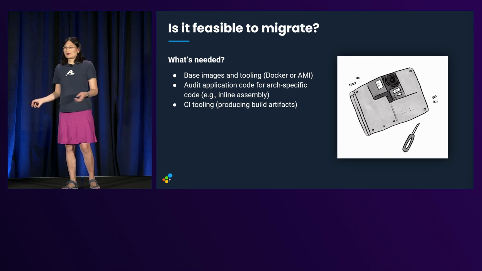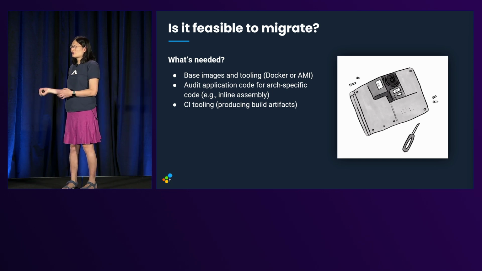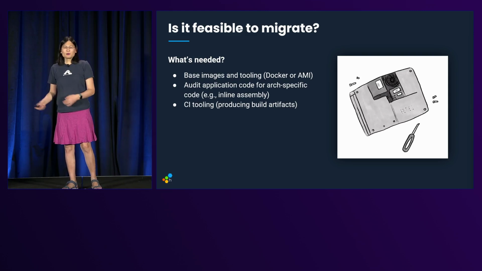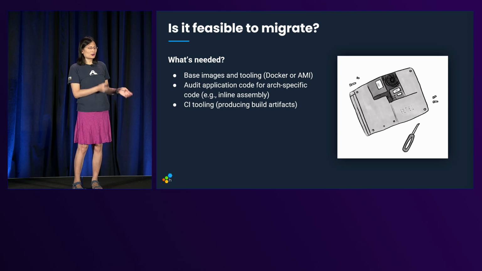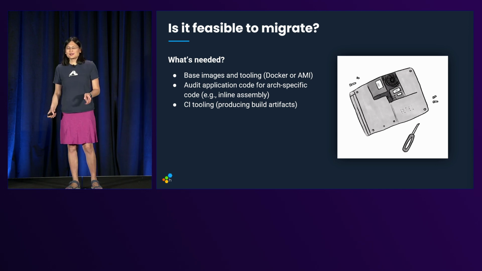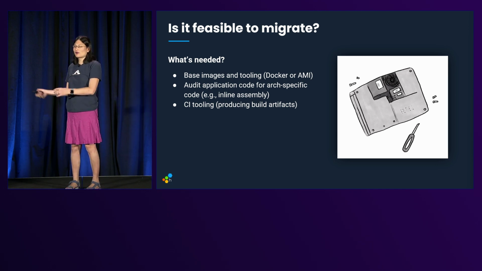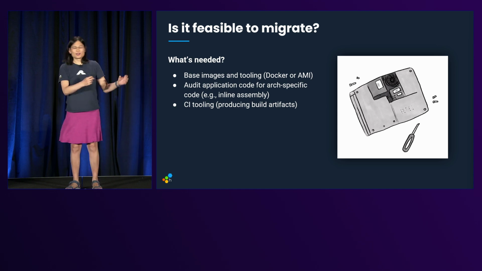We had to go through our application code and make sure that it would build successfully on the new architecture. And then we had to change our CI tooling in order to produce different build artifacts. Because in a majority of cases, you cannot necessarily just take your build artifact that runs on x86 and run it directly on ARM, right?